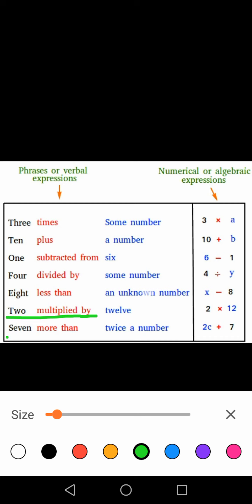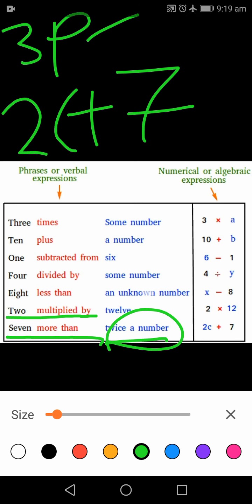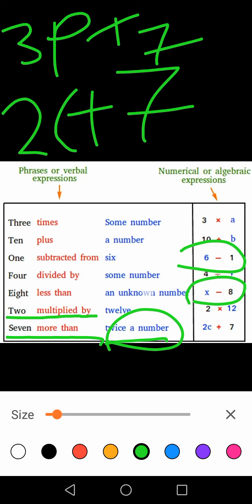If they tell me 7 more than twice a number, translate with me: 7 is more than twice a number, which means 2c or 2x. What about triple a number? Yes, it will be 3p plus 7. In the plus, never mind if you exchange it or not, because the value will be the same. But in the minus, you should make sure that you exchange the terms.